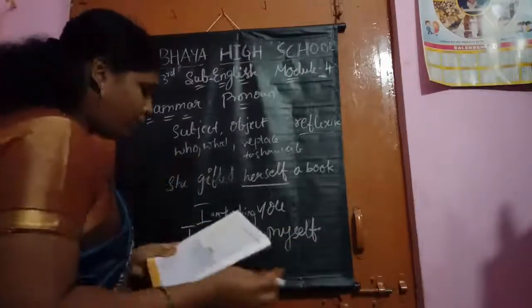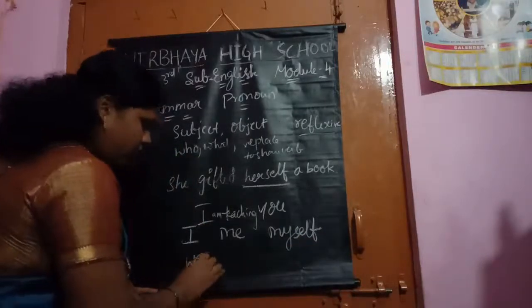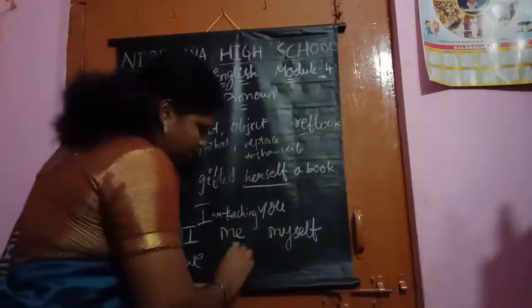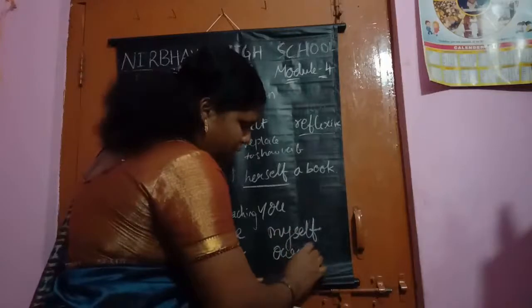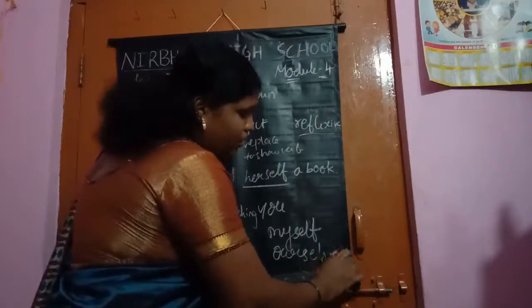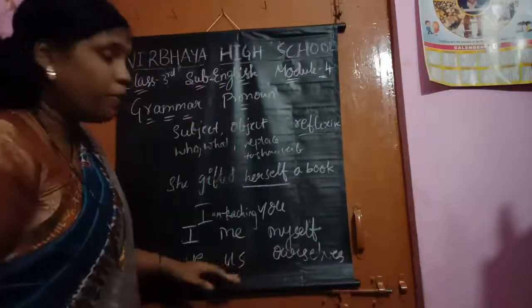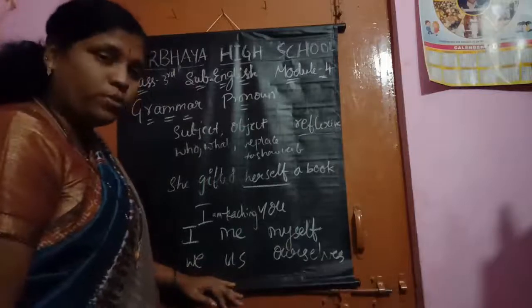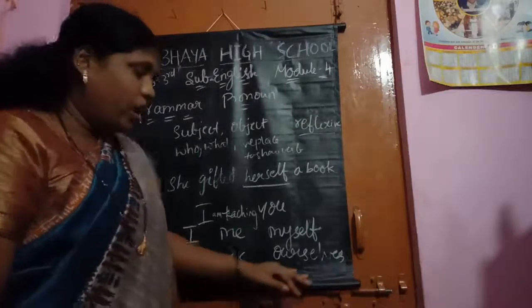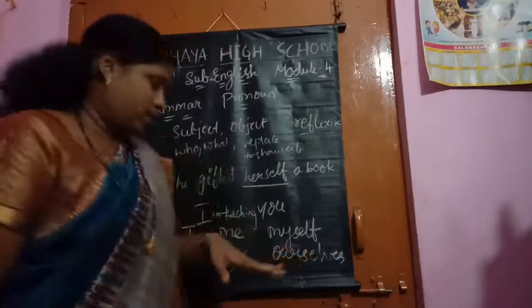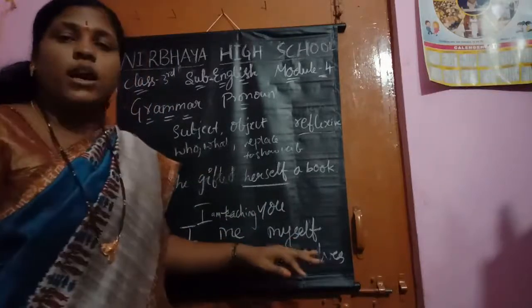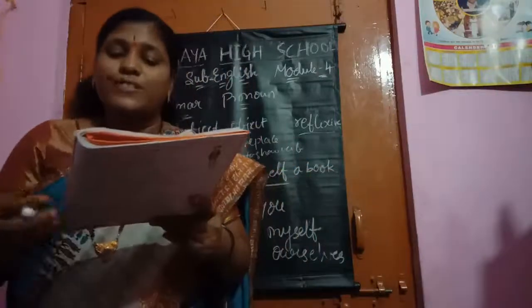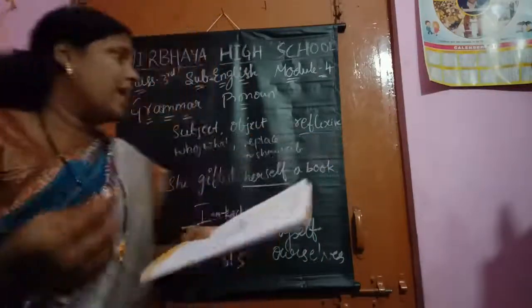Okay, coming to the plural form. We, us, ourselves, because it is a plural form. We means more than one, us means more than one, ourselves means more than one. But here see, I, me, myself. We, us, ourselves. See, singular reflexive pronouns are formed with self. Plural, selves. I said no, children, see here.